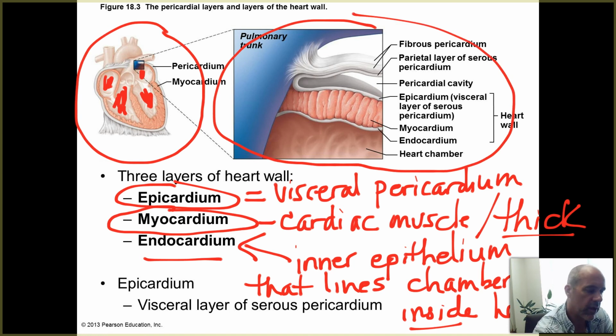So over here, here's a heart chamber. That's space inside the heart that fills up with blood. There's your endocardium. It's a very thin epithelial tissue lining that lines the chambers. Then all of this is myocardium. That's cardiac muscle tissue. Outward from there, here's your epicardium, which is just your visceral pericardium.